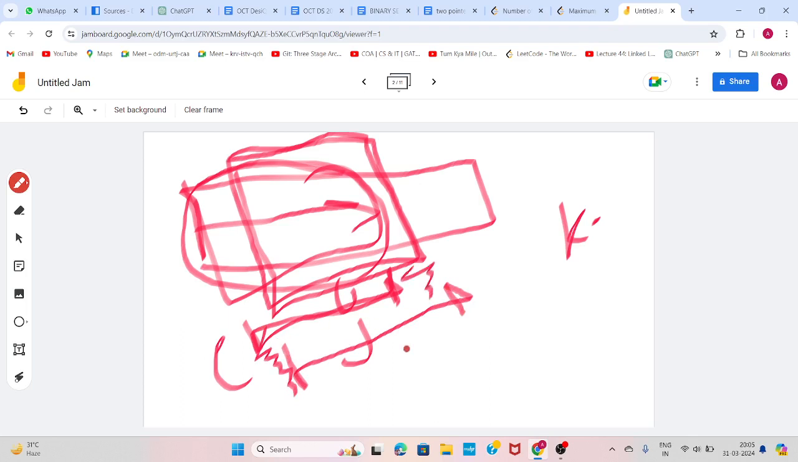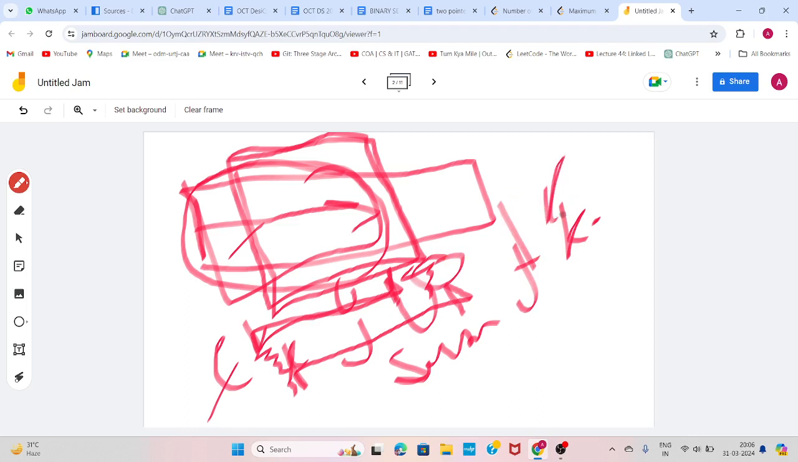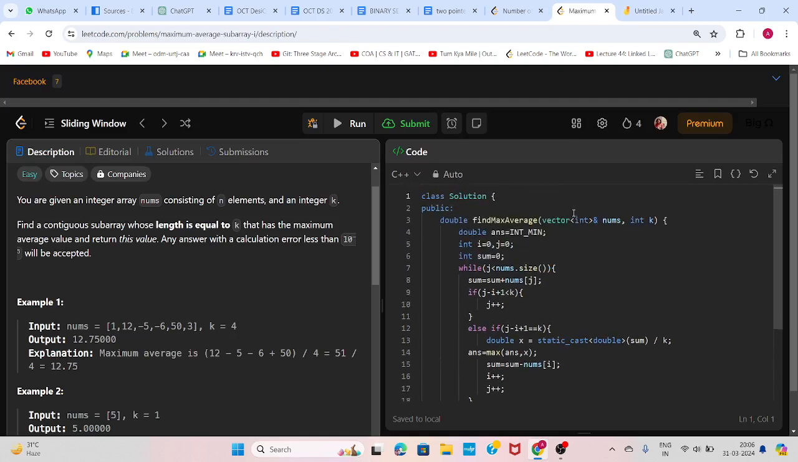That's why I'm decreasing the sum by nums[i], and then moving the i pointer. Then j proceeds the same way, increasing if the length is smaller than k. It's a simple, standard sliding window concept. So now let's jump to the code.